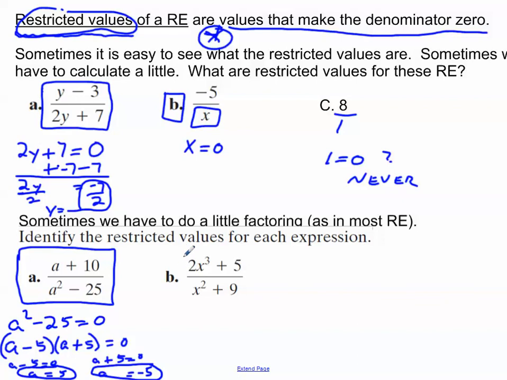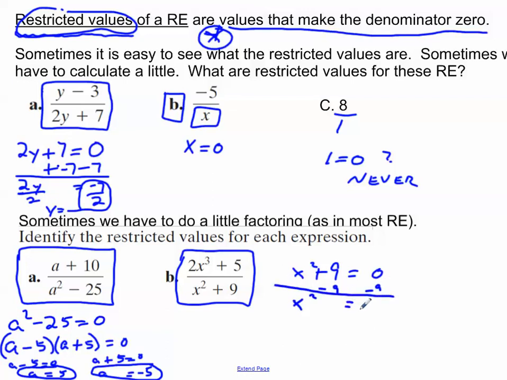Let's take a look at B. If we look at B, what's our restricted value for that? Well, a restricted value happens when the denominator, x squared plus 9, equals 0. And let's see, can we factor this? This is a sum of squares. We can't really factor that. So we could say, how about if we subtract 9 on both sides? We get x squared equals negative 9.